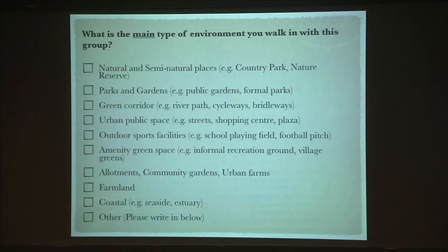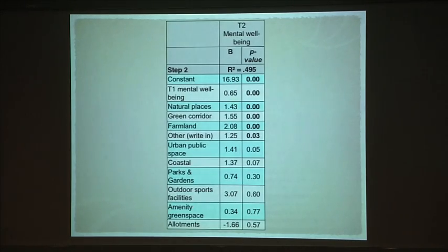And so what this meant was that on the follow-up study, individuals who were active walkers, I asked, in the last 13 weeks, have you taken part in a Walking for Health walk? If they said yes, I then asked this question: what was the main type of environment you walked in with this group? And then participants had to choose one of these 9 environments, or they could choose to write in an option. So then that was entered into a hierarchical multiple regression for each of the 5 dependent variables. So 5 different regressions were then run.